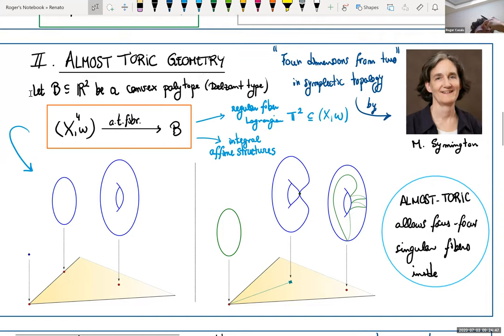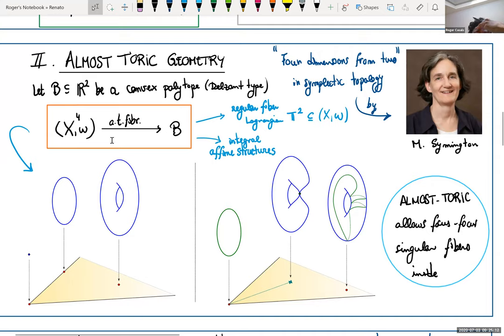So the idea is the following. Let's consider a base, which we're going to just take to be an open subdomain of R2. And for reasons that come from the Atiyah convexity theorem, we're going to assume that that's actually a convex polytope. If you're an expert in the field, let's ask it to be of Delzant type, so smooth, simple, rational, and the like.